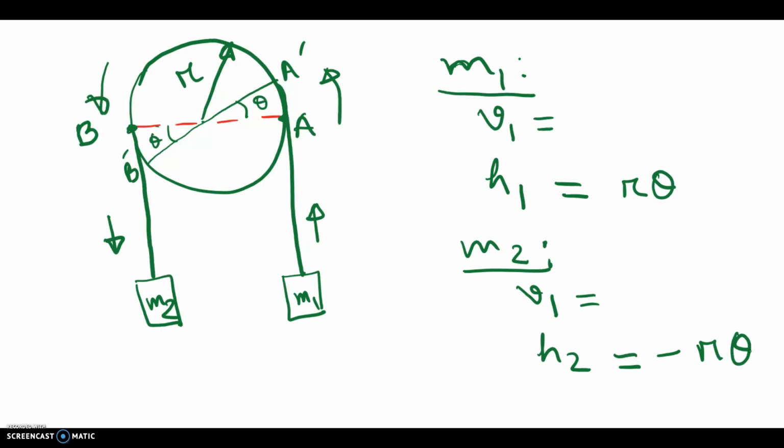So you understand, when it moves upward we consider it positive, and when it moves downward we consider it negative. Their linear velocity would be r theta dot, that means the radius of the pulley times the angular velocity.